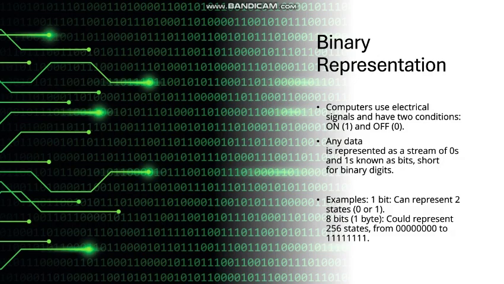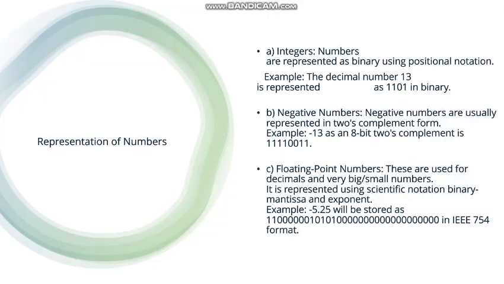First one is binary representation. Computers use electrical signals and have two conditions. On is 1 and off is 0. Any data is represented as a stream of zeros and ones known as bits, short for binary digits. Examples: one bit can represent two states, 0 or 1. 8 bits, 1 byte, could represent 256 states from 8 zeros to 8 ones.